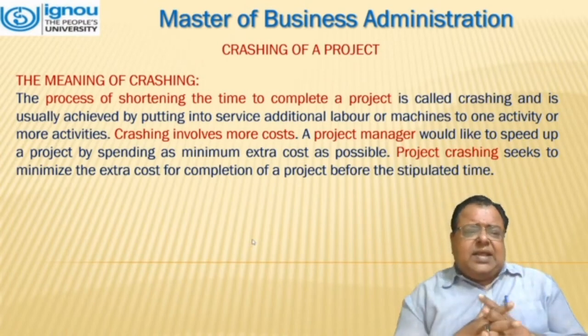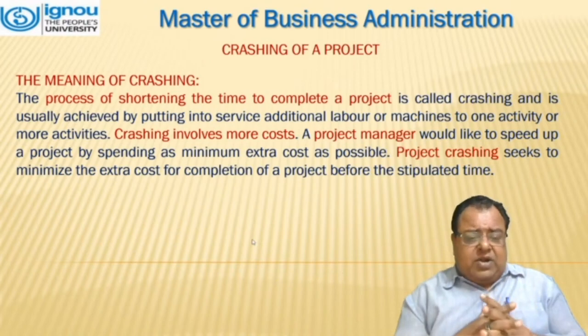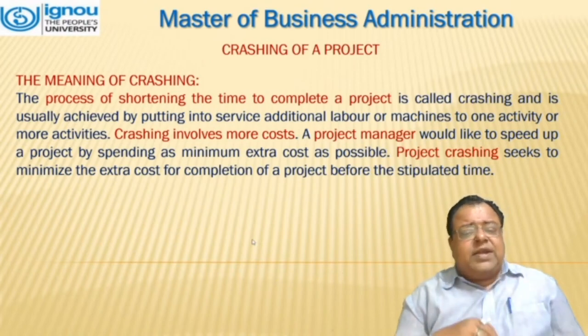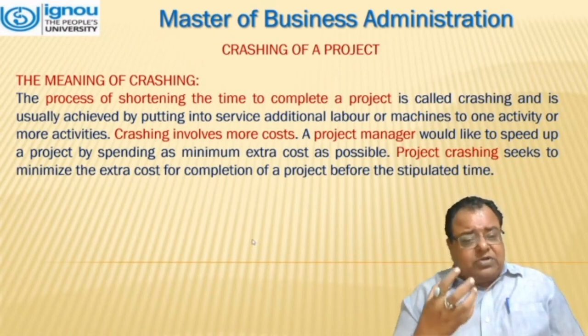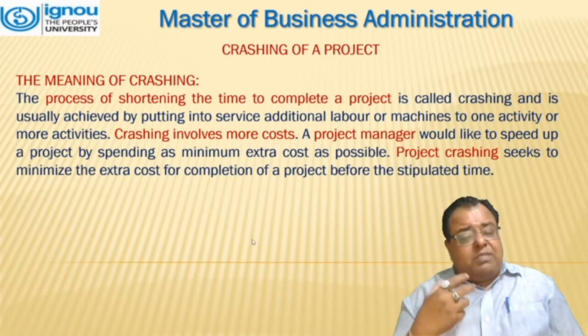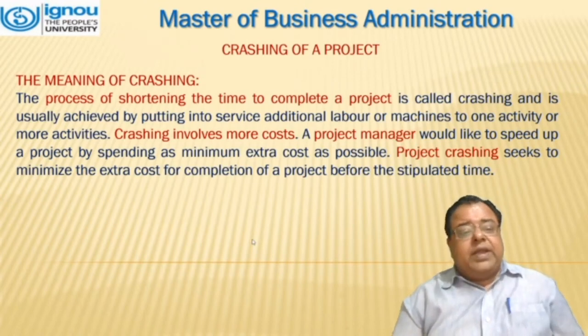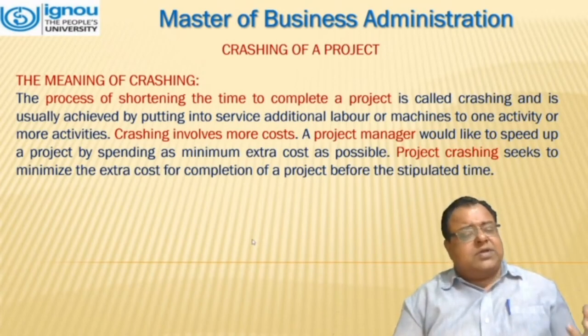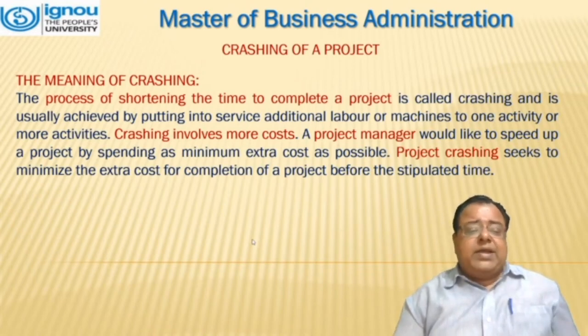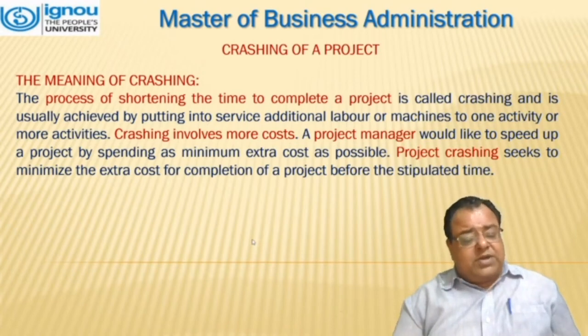What does it mean? A process of shortening the time to complete a project is called crashing and is usually achieved by putting into service additional labor or machines to an activity or more activities. Crashing involves more cost. A project manager would like to speed up a project by spending as little extra cost as possible, minimum extra cost as possible. Project crashing seeks to minimize the extra cost for completion of a project before the stipulated time.